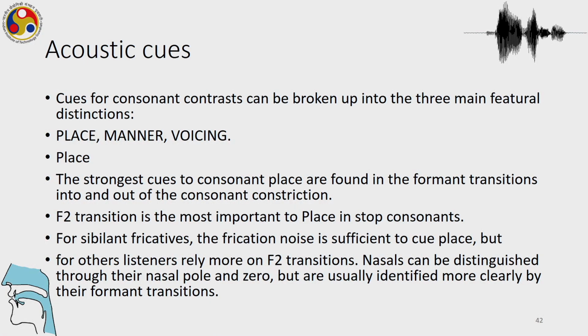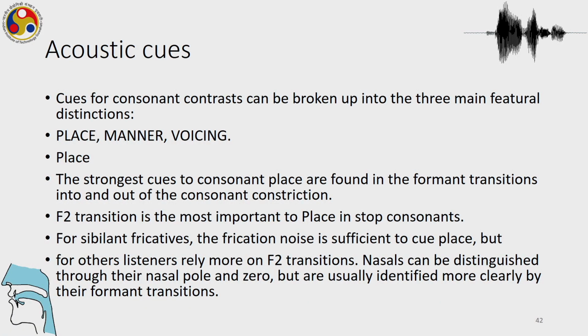So, we had earlier talked about acoustic cues. So, what are cues? If you recall, cues are the information which helps us to retrieve the contrastive information in the speech acoustic signal. So, cues for consonant contrast can be broken up into 3 main featural distinctions. They are called place, manner, and voicing.